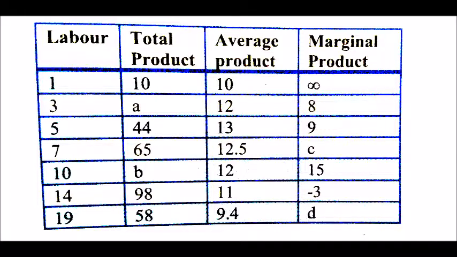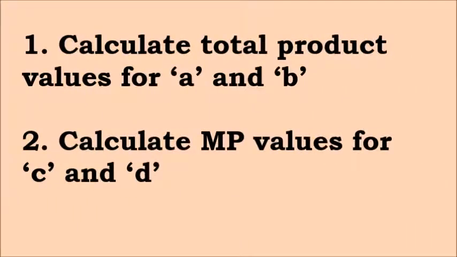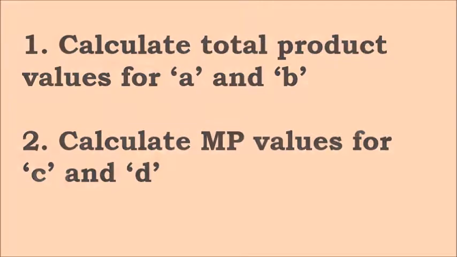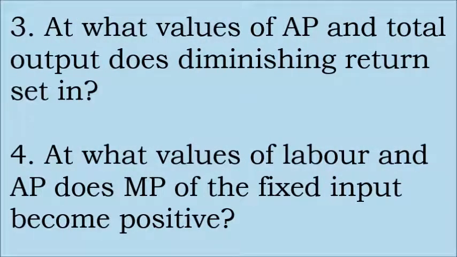Now using the table: 1. Calculate the total product values for A and B. 2. Calculate MP values for C and D. 3. At what values of AP and total output does diminishing return set in? 4. At what values of labor and AP does MP of the fixed input become positive?